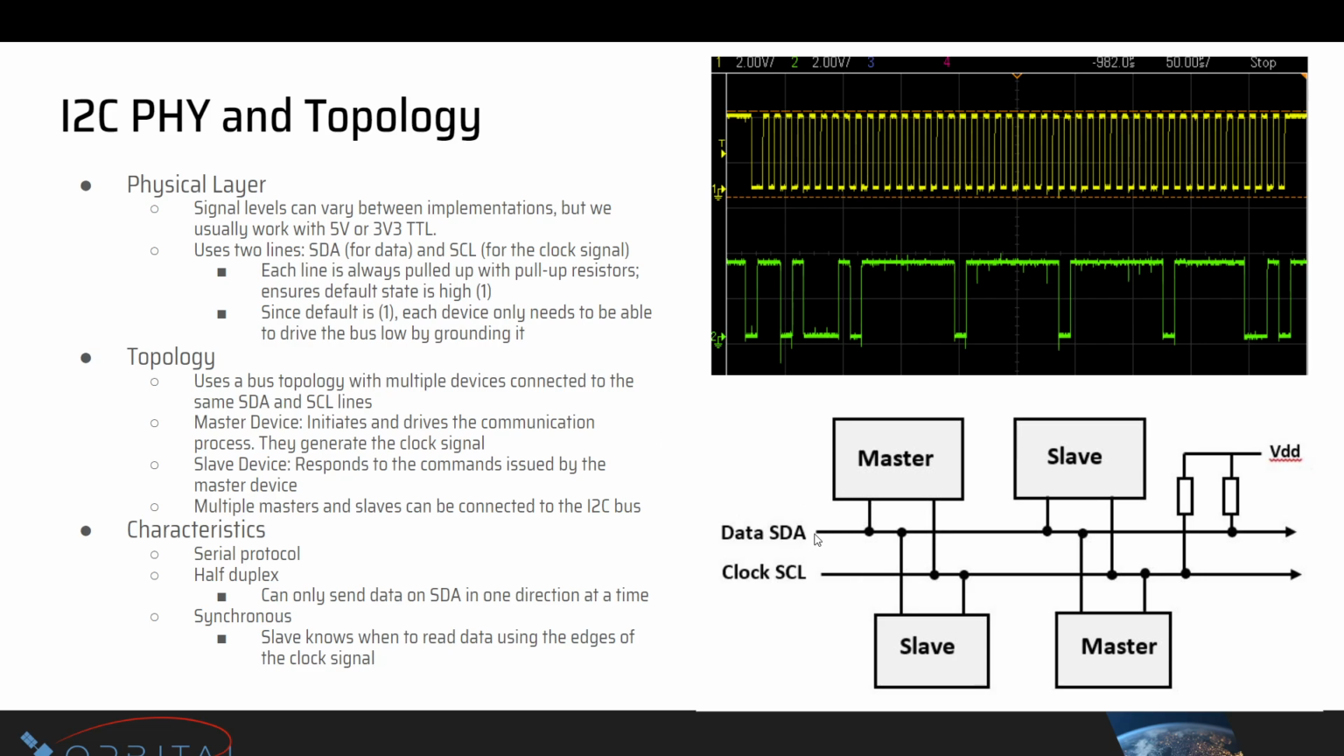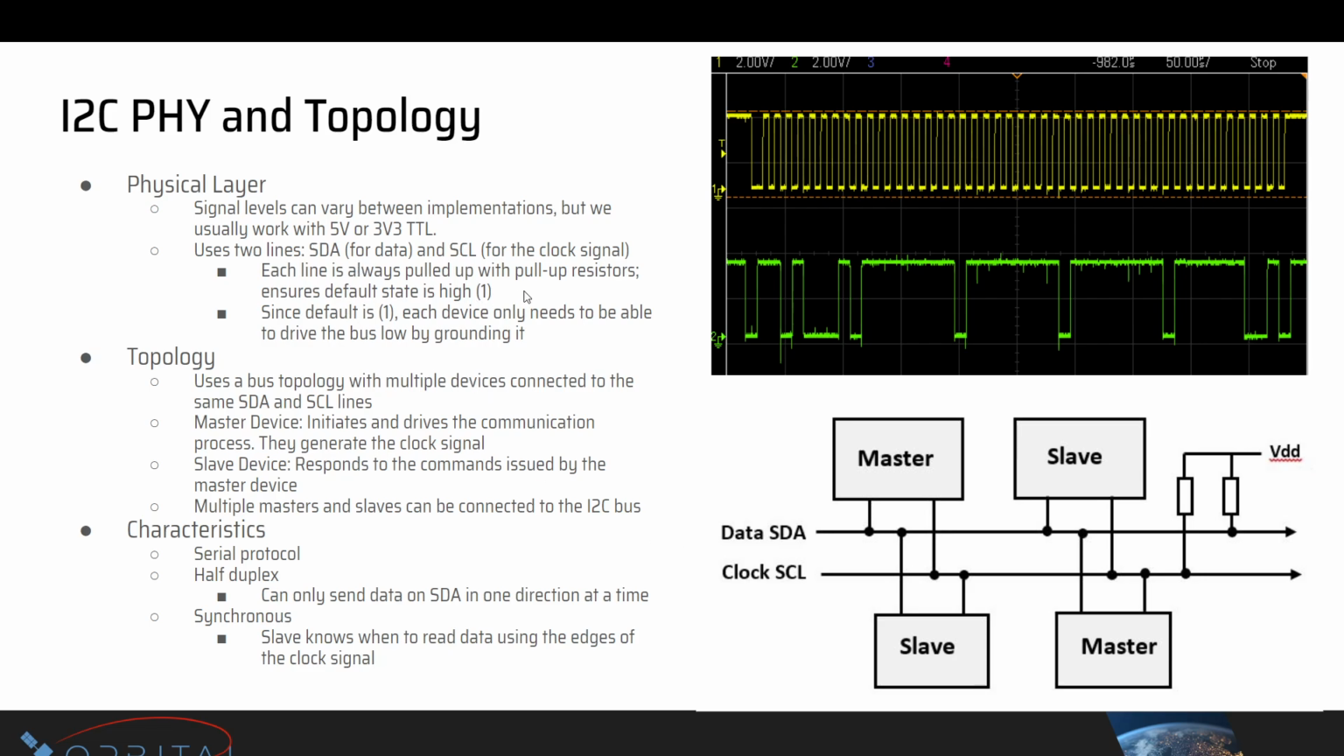So there's the bus, and this is a bus topology. You have a master, then you have multiple different devices all connected to this shared bus. And the bus just consists of this data line and this clock line.